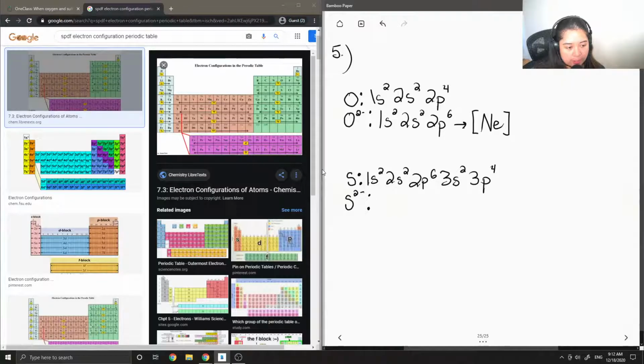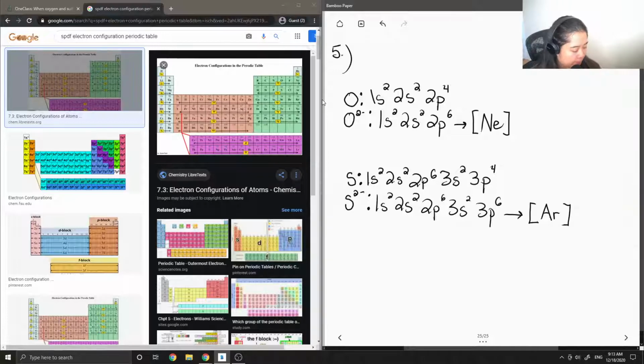Its new electron configuration would be 1s2, 2s2, 2p6, 3s2, and then 3p6. Again, if we look at our periodic table, it now has the same electron configuration as argon. So I'm just going to put argon in square brackets. Okay, so let's see what the junior tutor said.